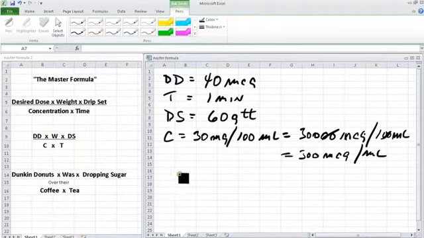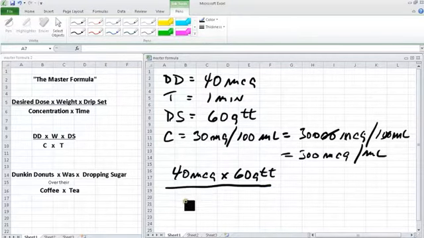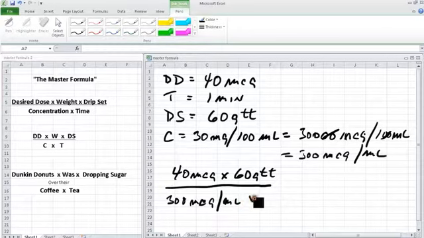If we put all this in the formula, we have the desired dose is 40 micrograms times the 60 drop set divided by, let's see, we have 300 micrograms per ml times 1 minute.